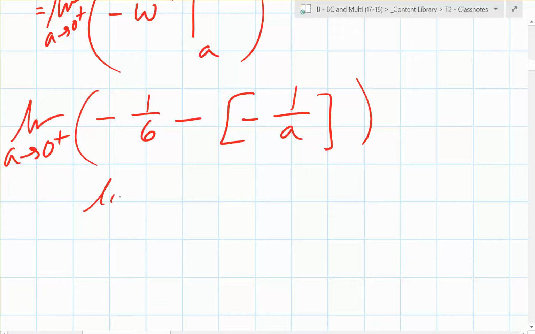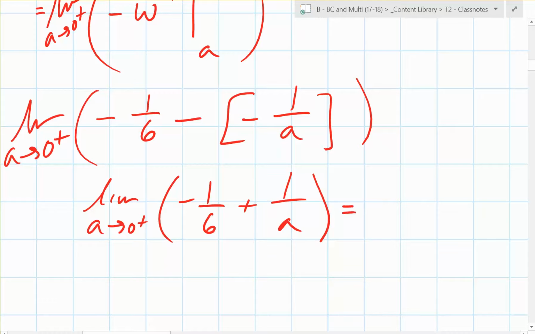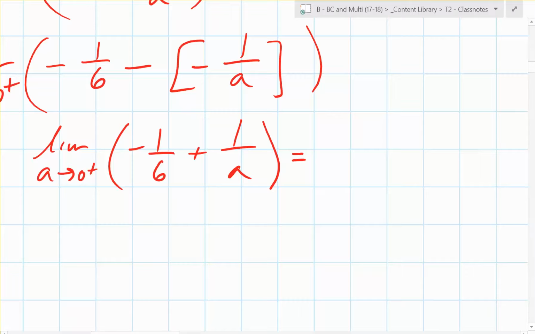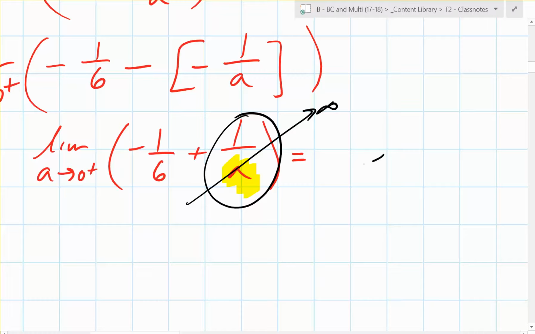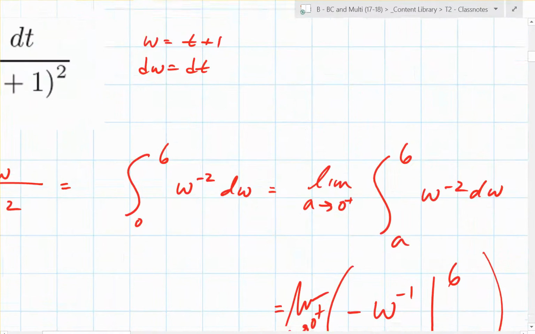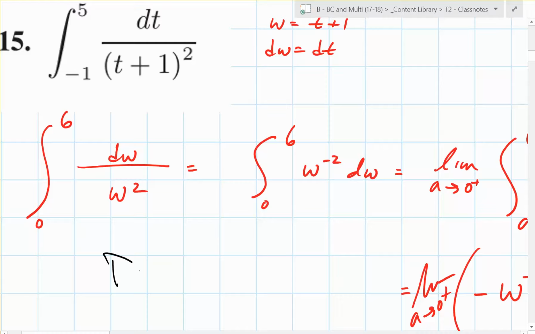So you end up with the limit as a goes to 0 from the right of negative 1/6 plus 1 over a. And what's that going to be equal to? This gets infinitely small and positive, so what happens to this? This goes to infinity. So this whole thing goes to positive infinity because you're just subtracting negative 1/6. So does this converge or diverge? This diverges, yes.